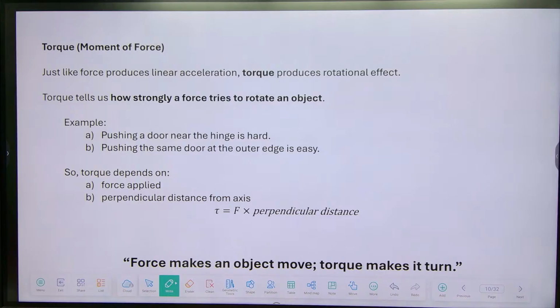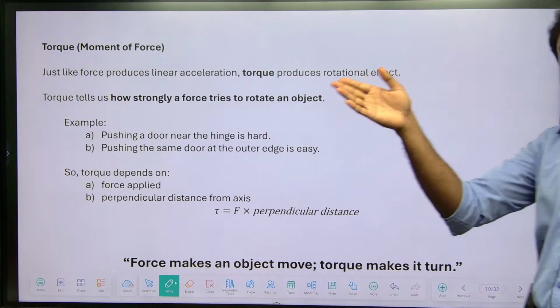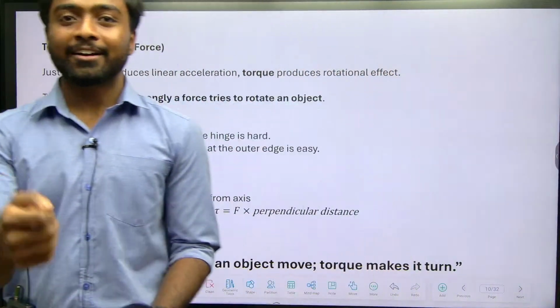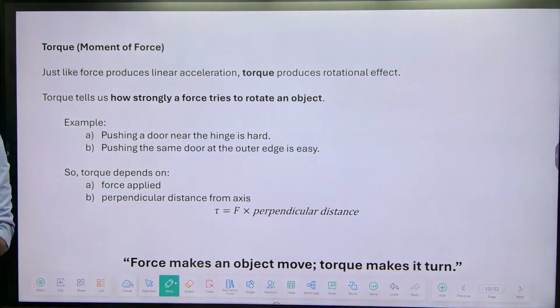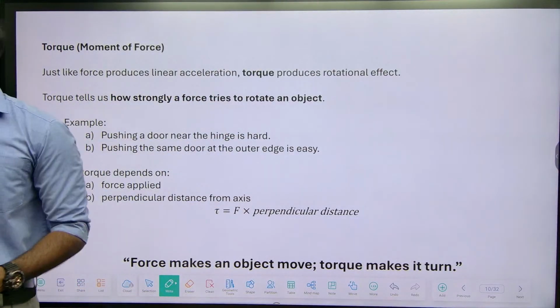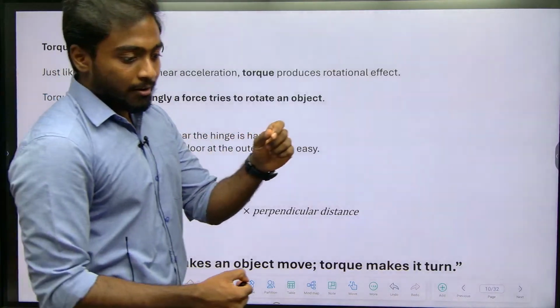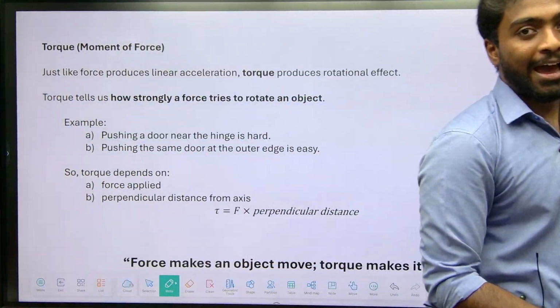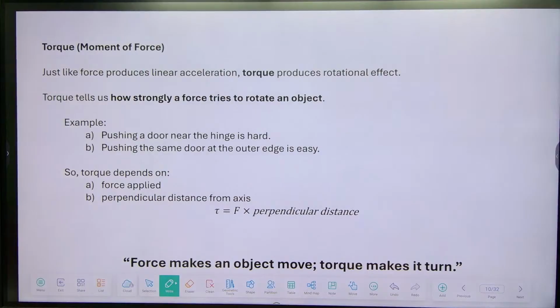We are able to push, but we need more force to push there. But if I apply less force at this corner, I can easily push. Yes or no? If you notice the handle, they keep it at the other edge. They won't keep the handle near the axis. If I increase the distance from the axis, I can reduce the force, and even with less force I am able to push the door.